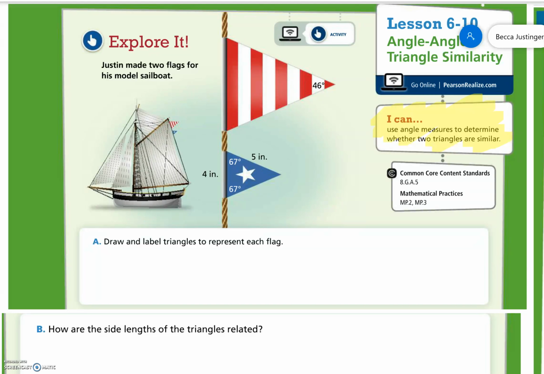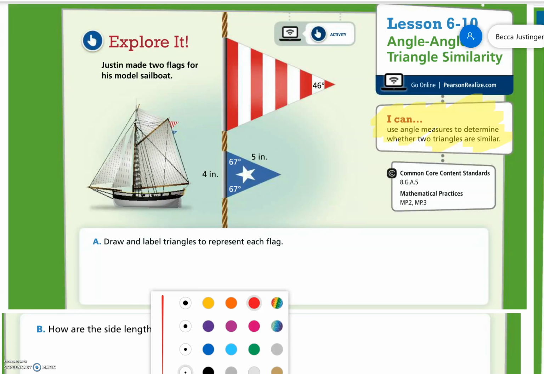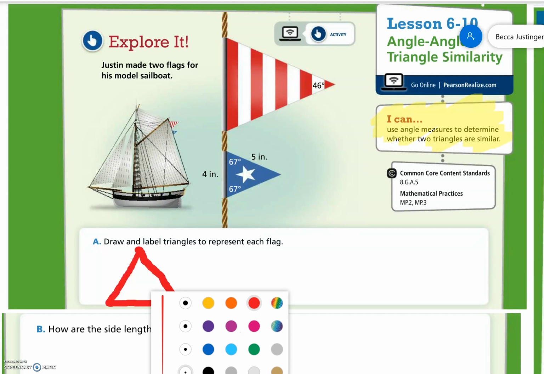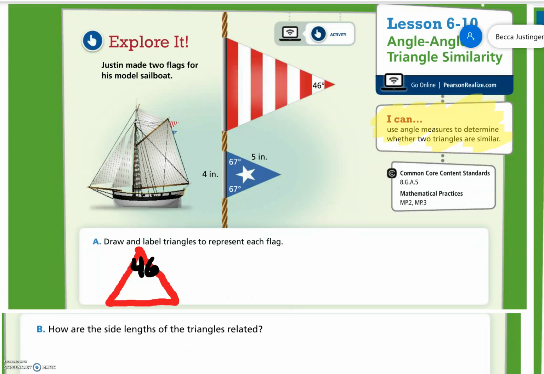Draw and label triangles to represent each flag. Okay, so the first one, the striped one, red and white, I'll do in red. And all we know about the red and white one is that the top angle is 46 degrees. Drawing the blue triangle, I know the bottom is 4 and the sides are 5. I also know that the angle measures are 67 and 67.